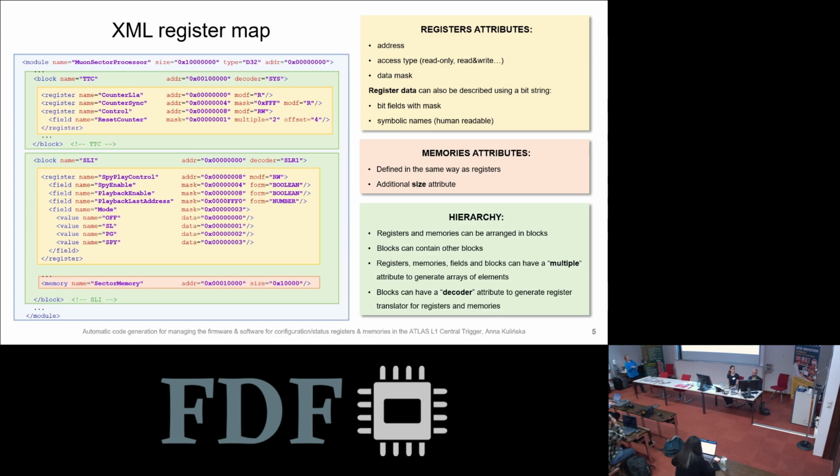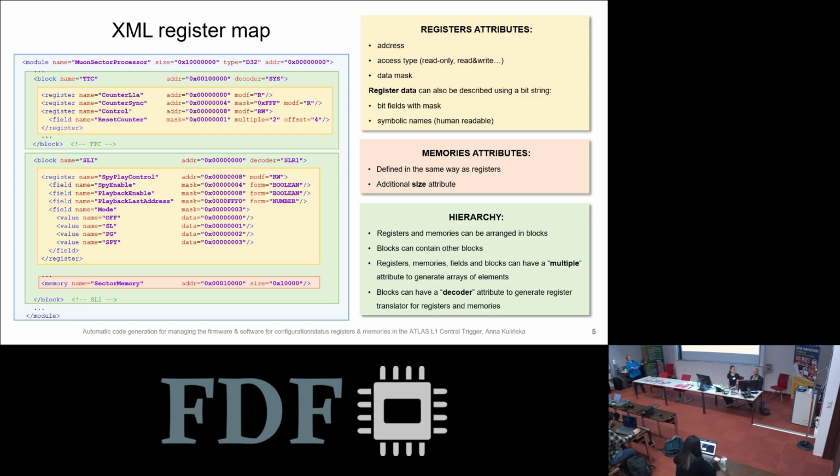So a field also has a name, in this case reset counter, and the mask that determines which bit from the available 32 bits of the register is used for that field. In this case, it is the first bit. And following, we have the multiple attribute that converts this one single field into an array of fields, in this case, an array of 2 elements, and offset, the next attribute, informs where the next clone of this field is, in this case, on the 4th bit.